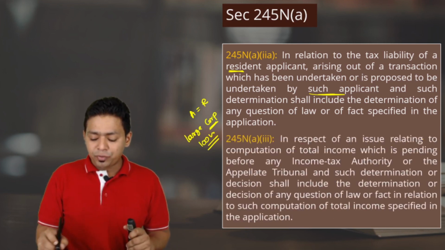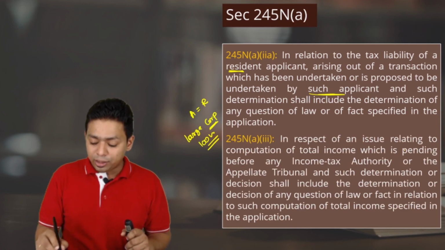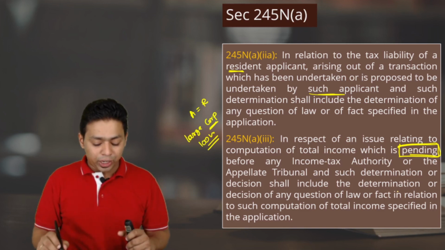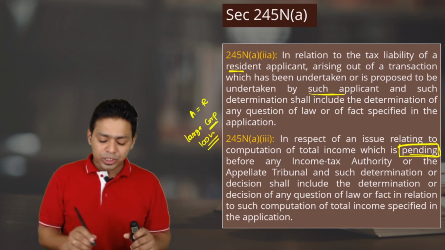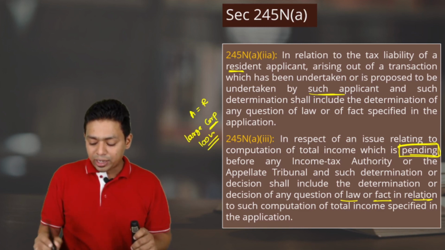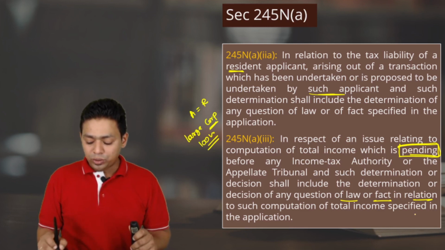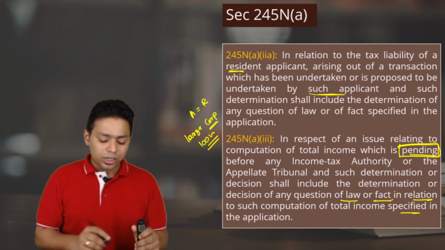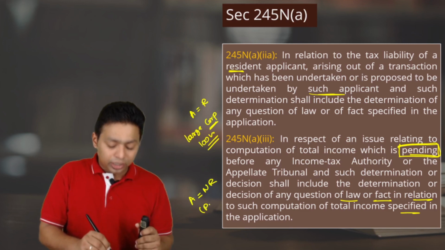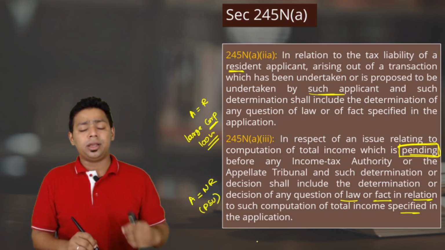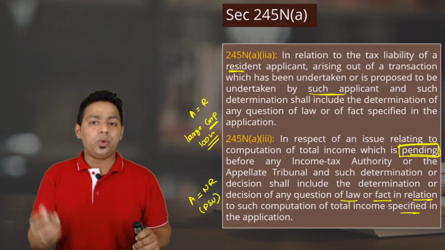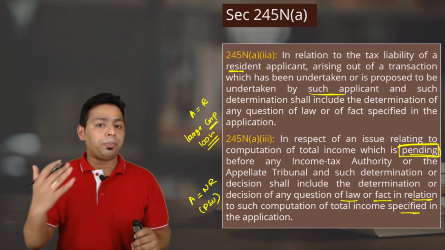Next one, in respect of an issue relating to computation of total income which is pending, very important word, which is pending before any income tax authority or appellate tribunal, and such determination or decision shall include the determination or decision of any question of law or question of fact in relation to such computation of total income specified in such application. Here we have an applicant which is a notified resident, in another language a PSU, public sector undertaking. Sir, how do you know about it? Obviously it is included in the definition which will come now. I'm just trying to tell you in advance so that you will create one particular thought.